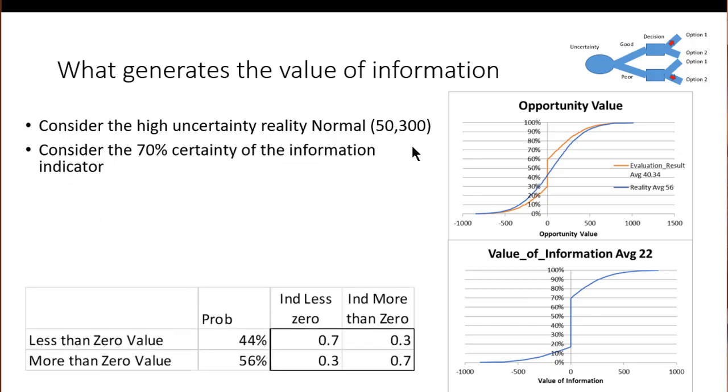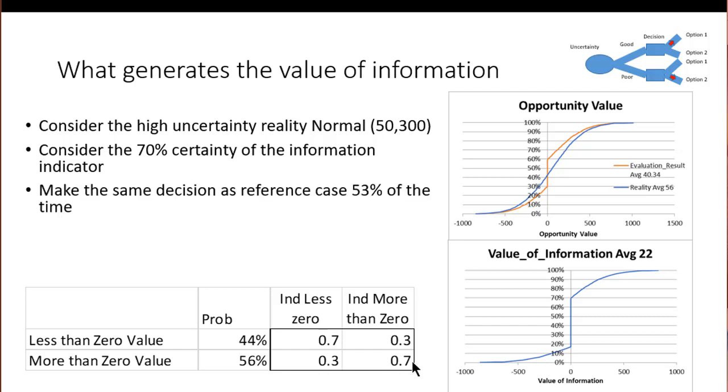So let's consider the 70% certainty of the information. This blue curve here has a 44% chance of being less than 0 and a 56% chance of being positive. We've said it's a 70% certainty, which means that when it's less than 0, I'm 70% certain that it's less than 0. And when it's positive, I'm 70% certain it is positive. Okay? These obviously have to add to 100% going across.